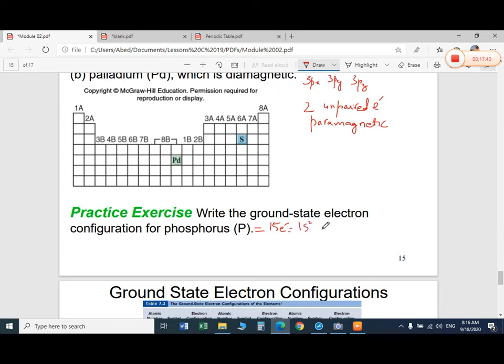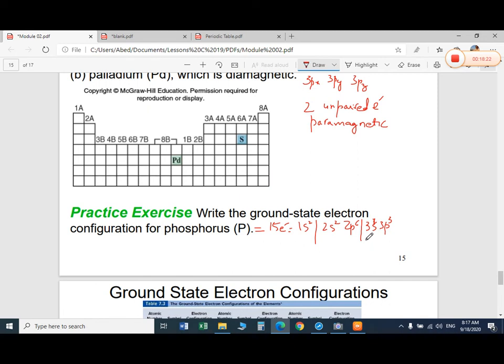1s2, 2s2, 2p6, this becomes 10. So let me show you, this is 2 electrons, this shell is filled, and this is K, this will be L, both are complete. Then we go to the third shell, so 3s2 and 3p3, so this is 2 here, 3p3, 15 electrons total. This information will be from the periodic table.